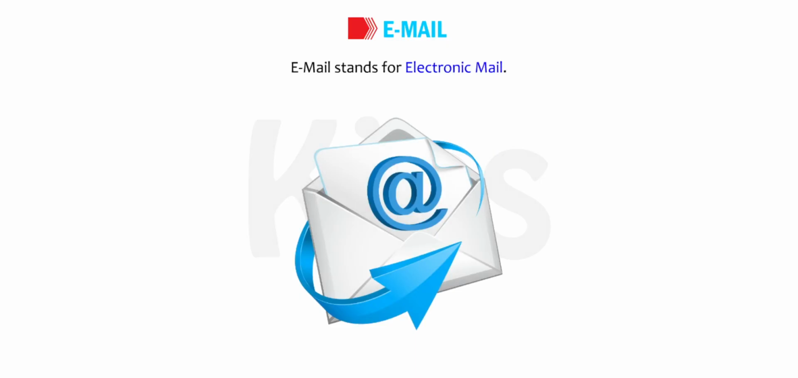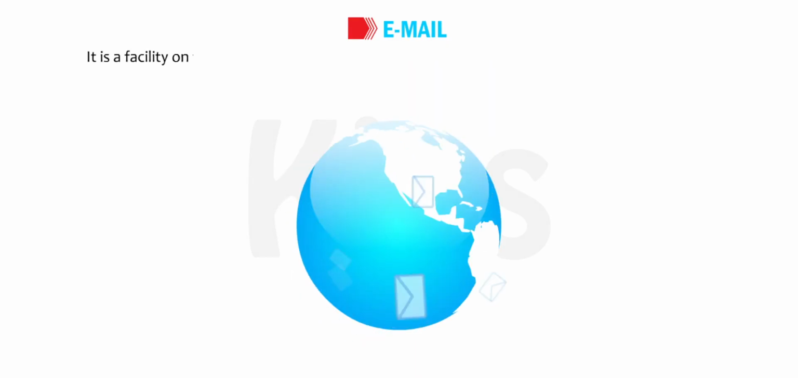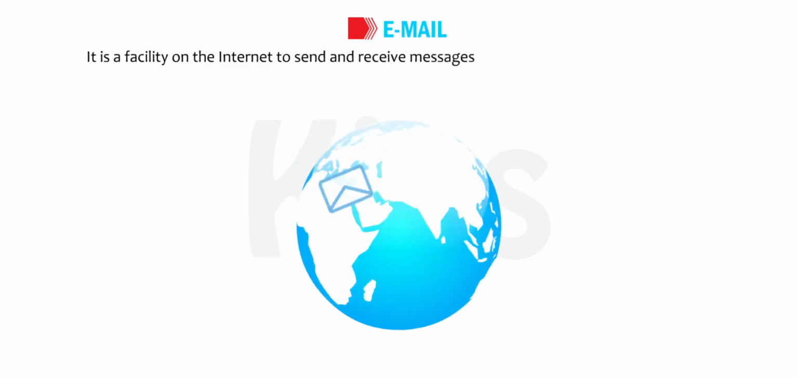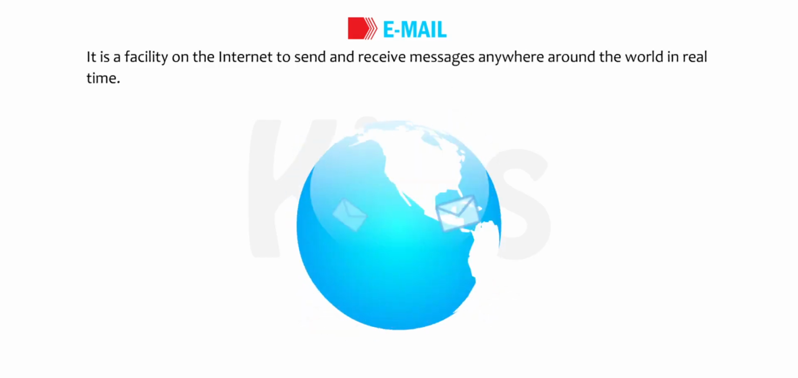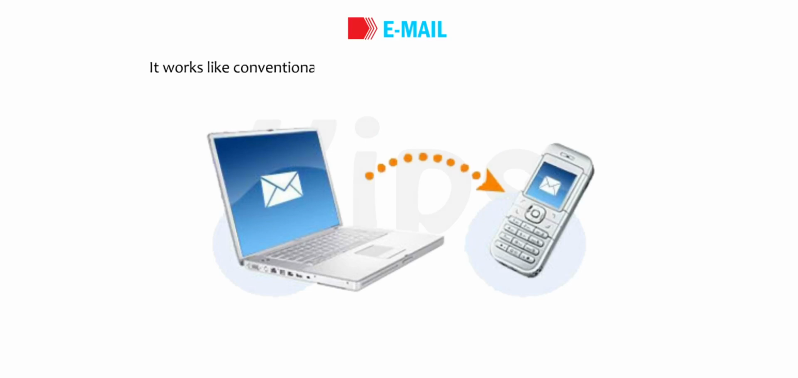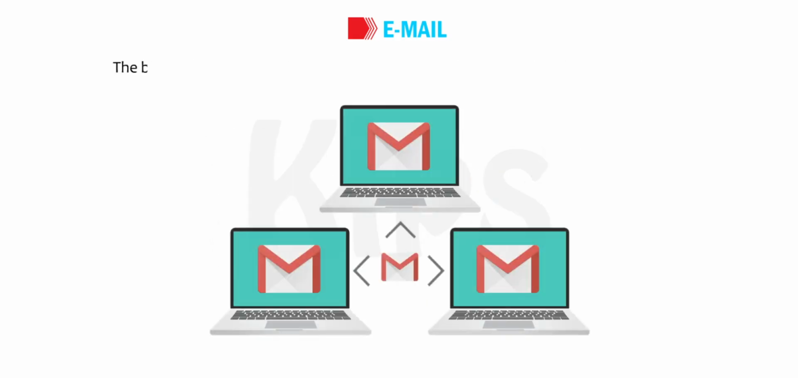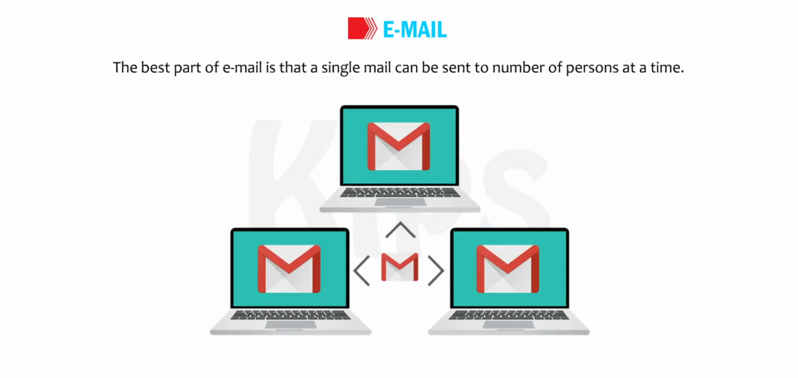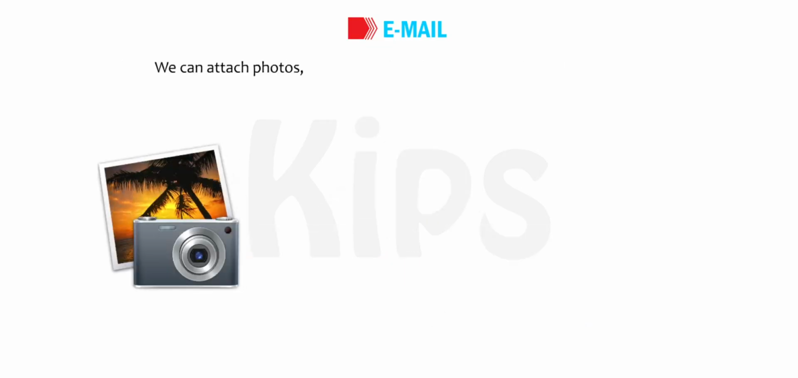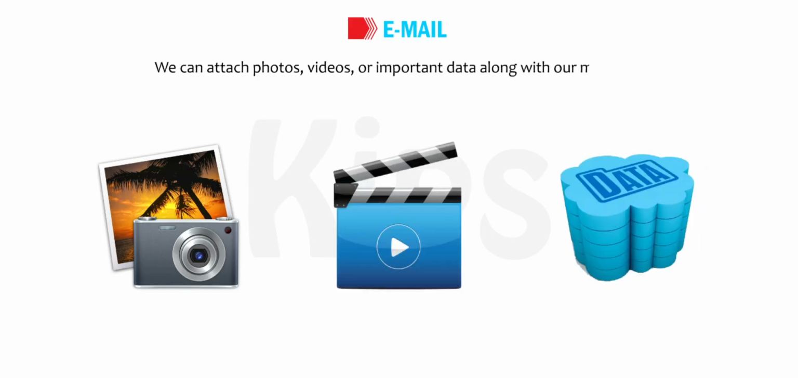Let me tell you about email feature. Email stands for electronic mail. It is a facility on the internet to send and receive messages anywhere around the world in real time. It works like conventional correspondence, but it is instant and convenient. The best part of email is that a single mail can be sent to a number of persons at a time. We can attach photos, videos, or important data along with a message. These extra files are called attachments.